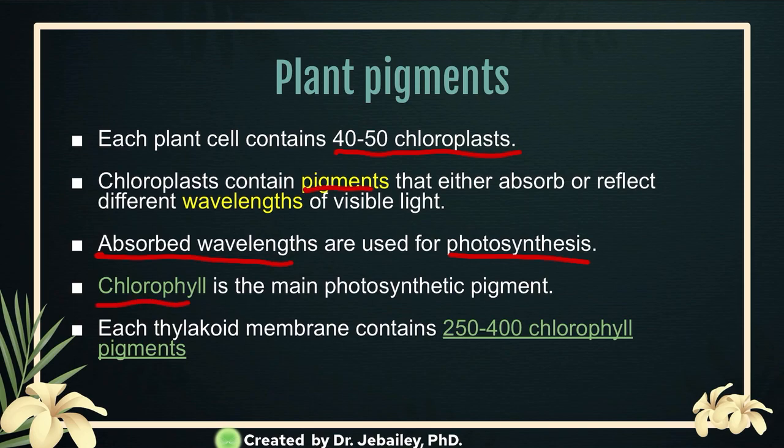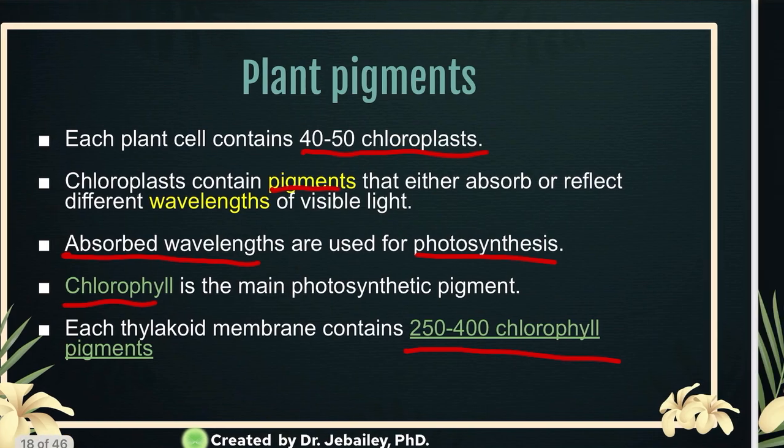Now, how many thylakoids are there? In each thylakoid, there are about 200 to 400 chlorophyll pigments. And there are many thylakoids. So you can see it's a large amount of chlorophyll, because there's a large amount of thylakoid and a large amount of chloroplast. So there's a lot of photosynthesis happening in a plant.